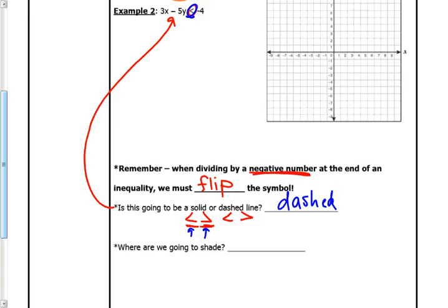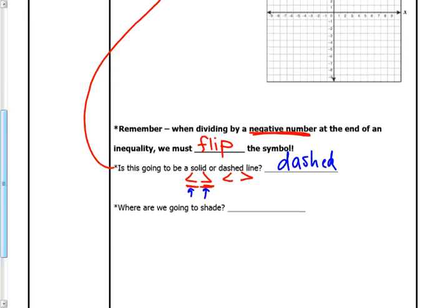Okay, and where are we going to shade? So we said earlier that we are going to shade up if we see greater than or equal to. We're going to shade down if we see less than or equal to. Okay?